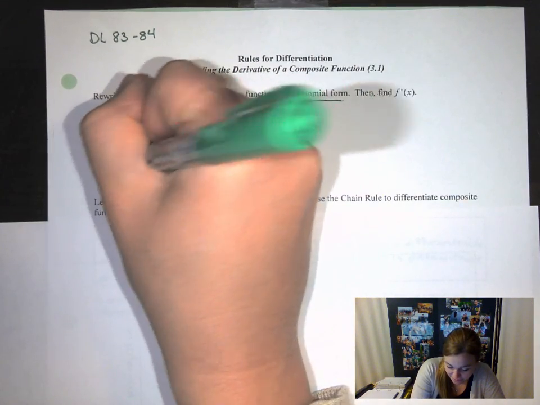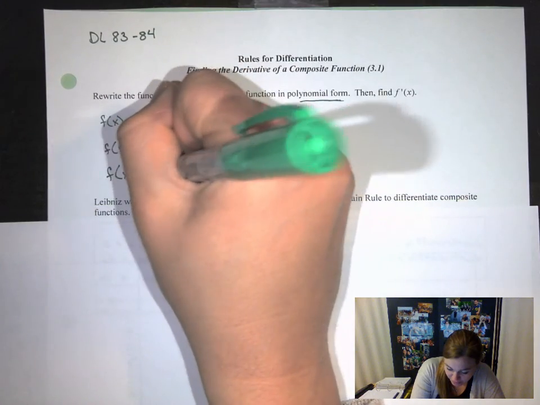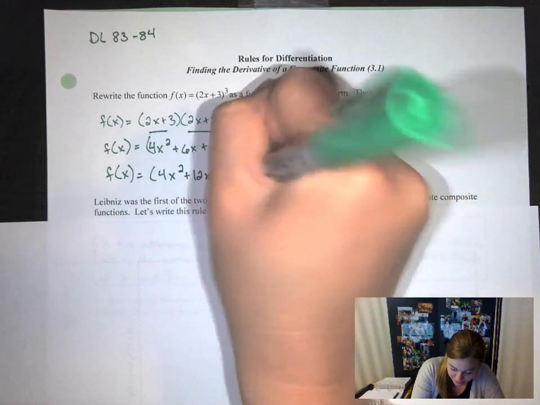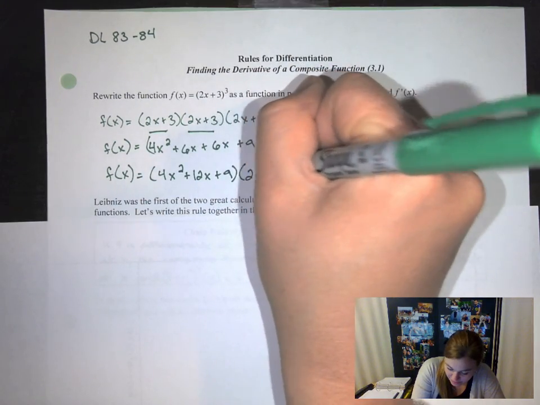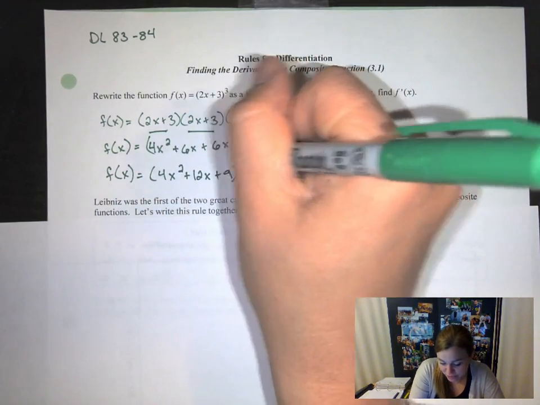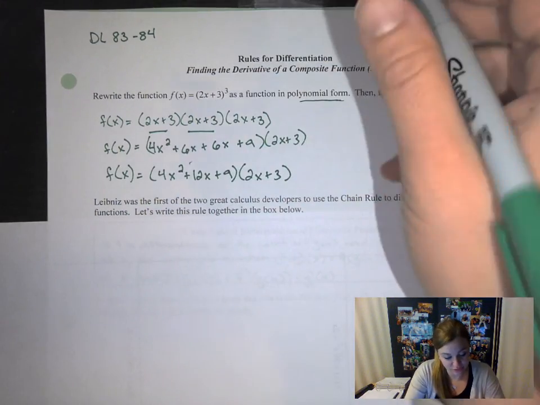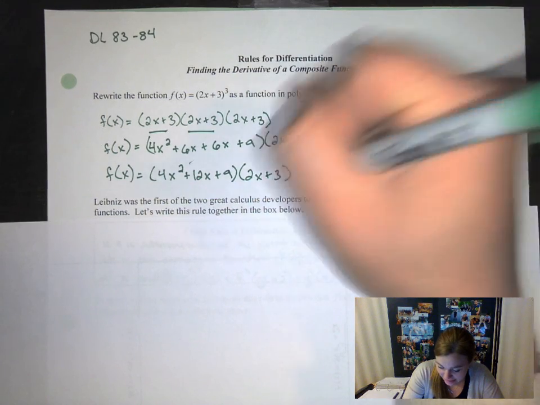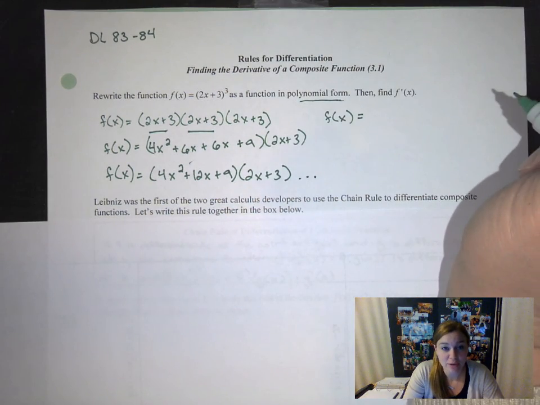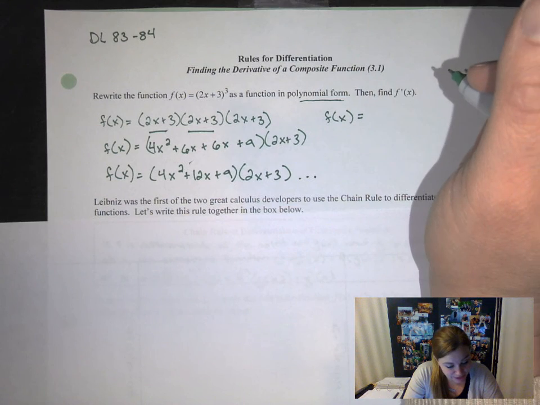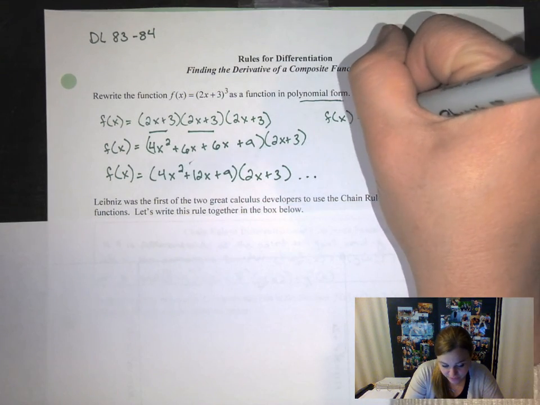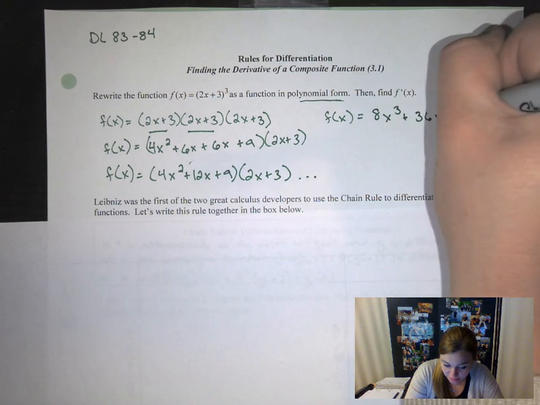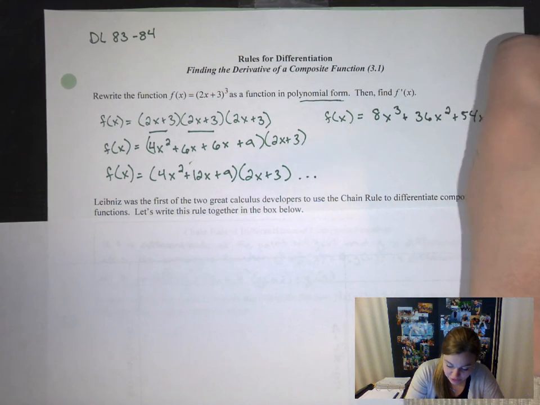But first, I'm going to put this together and say 4x squared plus 12x plus 9. And then I would have to distribute 2x to all of those terms, 3 to all of those terms, and I end up getting, this is after some work, so you can do this right now. But if I multiply all of these things, my final answer would be, because I've done this before, 8x cubed plus 36x squared plus 54x plus 27.